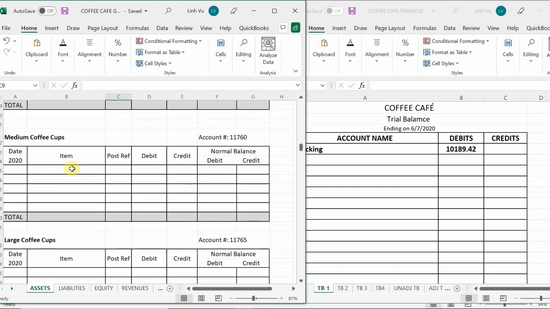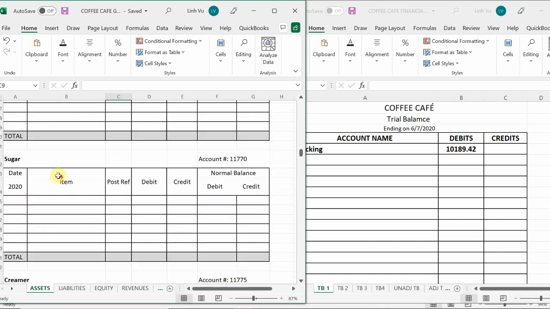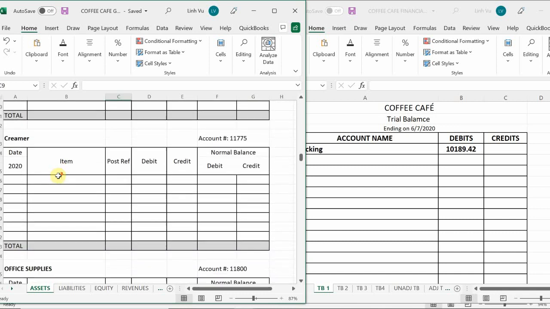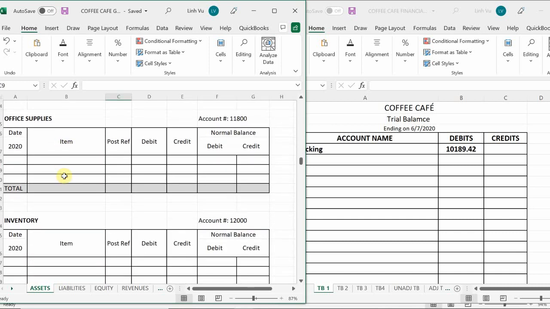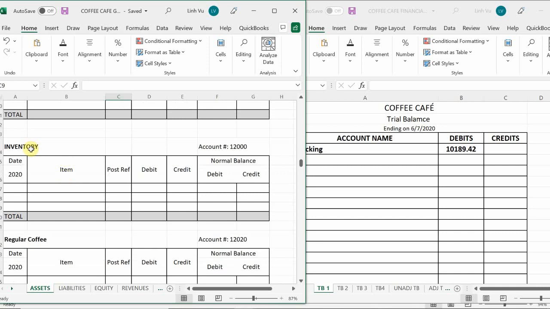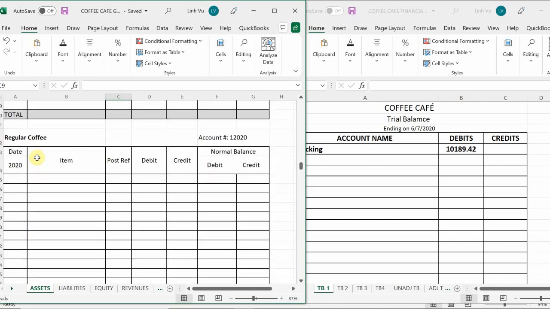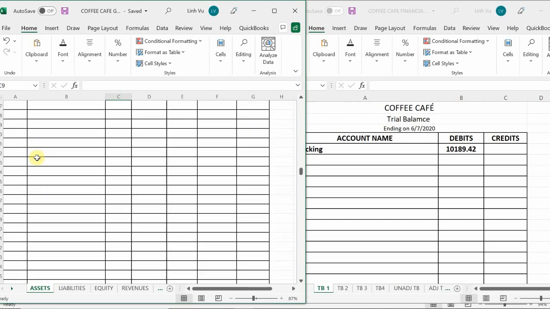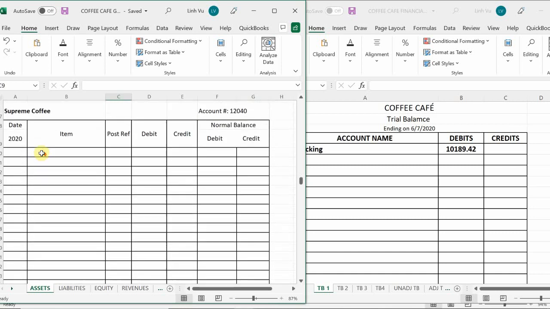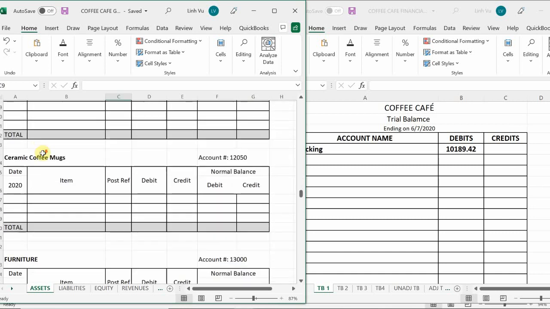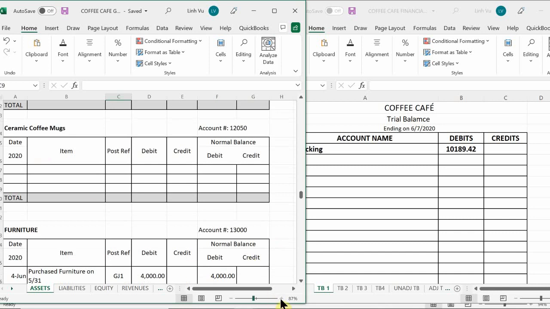Business supplies. We haven't purchased any medium coffee cups, large coffee cups, sugar, or creamer. So we could skip over that. Office supplies. Well, we haven't bought anything yet. What about inventory? Of course, we haven't even talked about inventory yet either, which we will in week 2. So in this case, this part will be eventually filled in. All right, we got regular coffee, supreme coffee, and we have ceramic coffee mugs.